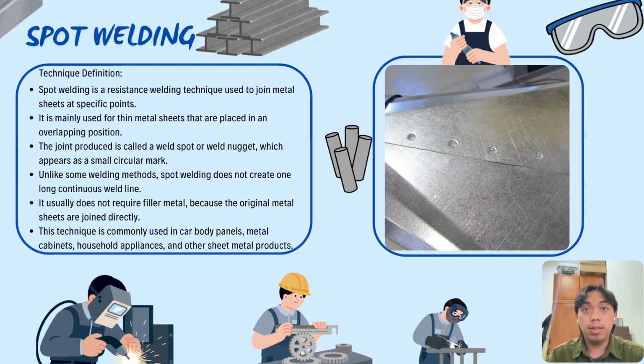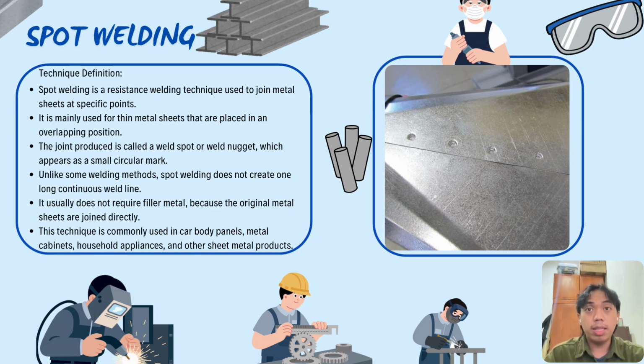And spot welding is commonly used when the metal are overlapping. This means one metal sheet is placed on top of another metal sheet. The technique is very suitable for thin metal sheets because it can join them quickly without making a large weld area. And another important point is that spot welding usually does not require filler metals. Filler metals means extra metals added during welding to fill in the joint. In spot welding, the original metal sheets are joined directly, so the result is simpler and cleaner.